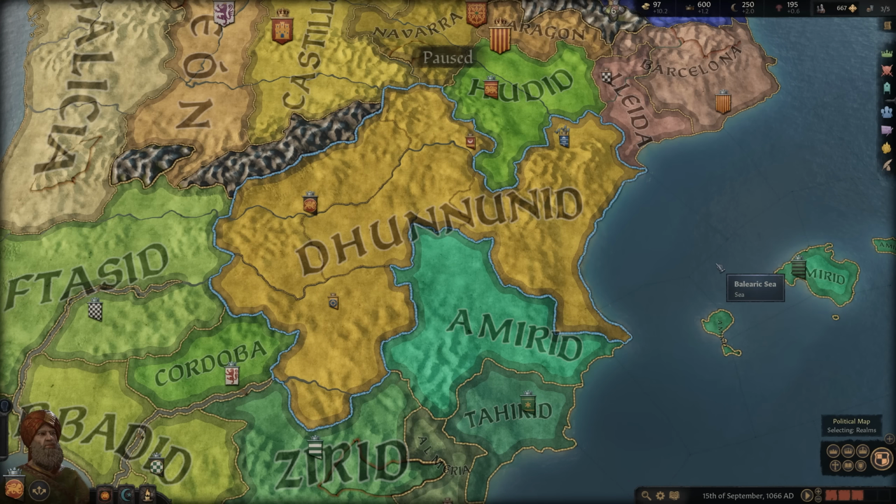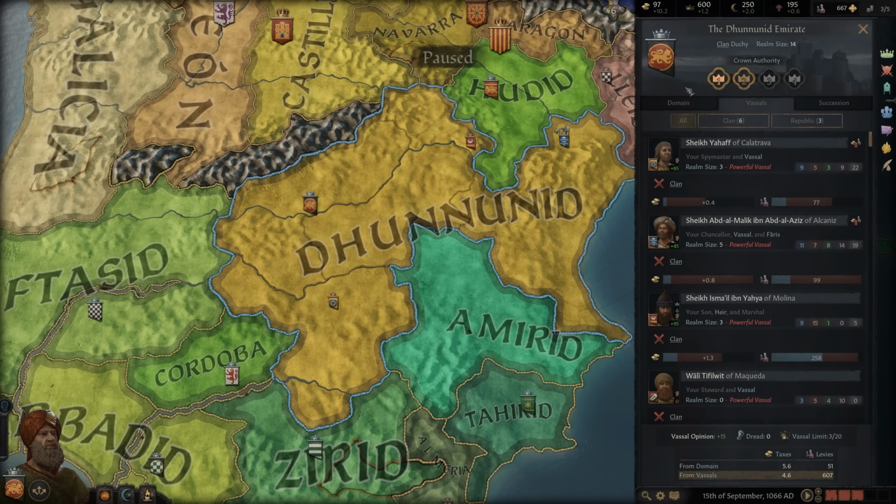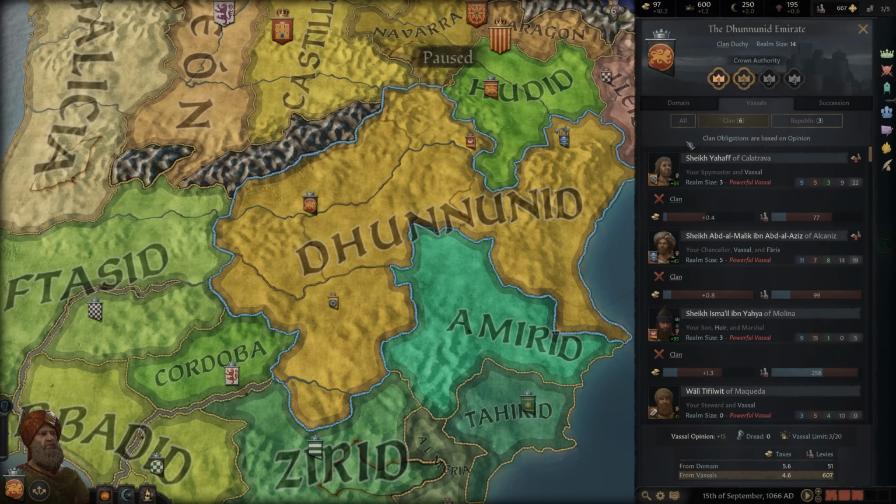So taking a look here, we're going to talk about a number of things. Let's just start off with your vassals, because they are a huge driving portion of your economy. Now, the big thing with clan is that your vassals will provide you with more taxes and more levies based off of their opinion of you.